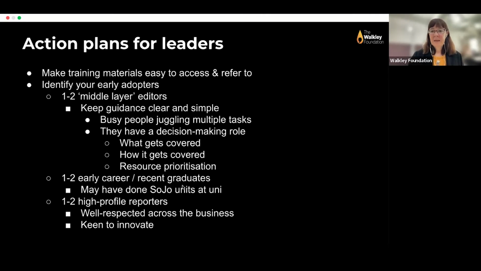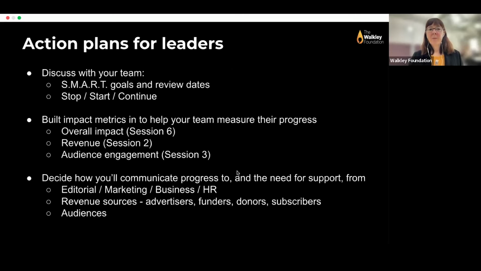And people who are keen to innovate. So those were just some thoughts from me. Also discussing with your teams, setting SMART goals. I love a good SMART goal: specific, measurable, achievable, realistic, has a deadline on it, timely. Think about a stop, start, continue, these processes that help us not always add more to the list without taking something away. Building your impact metrics in.